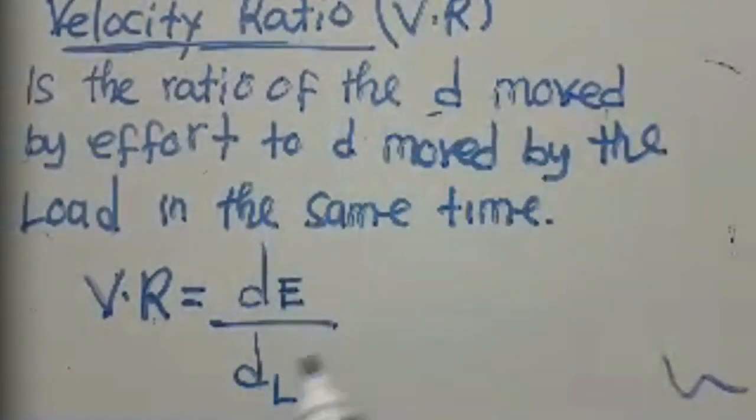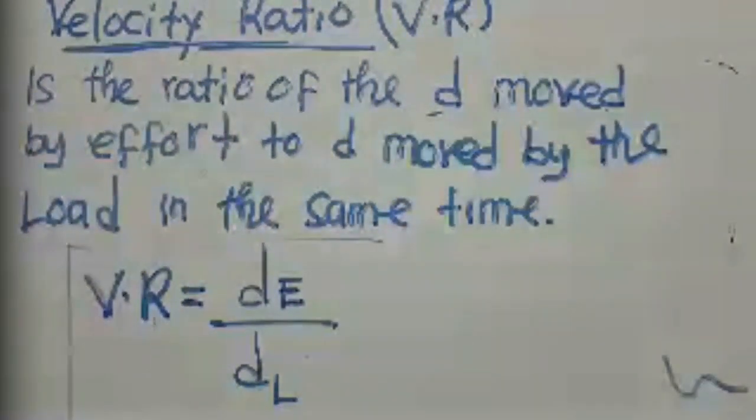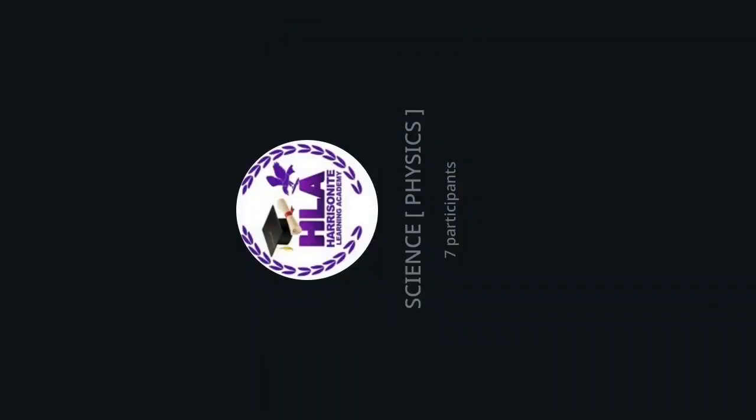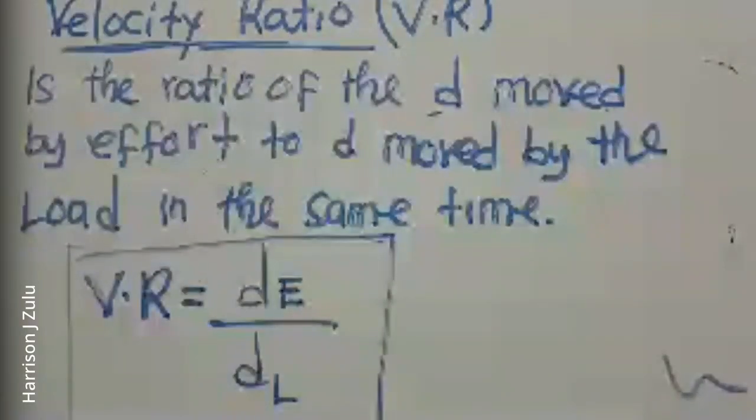So have you seen the formula? This is the formula you need to use whenever you want to find the velocity ratio. So make sure you keep these definitions. Make sure you are able to write down certain notes on this.